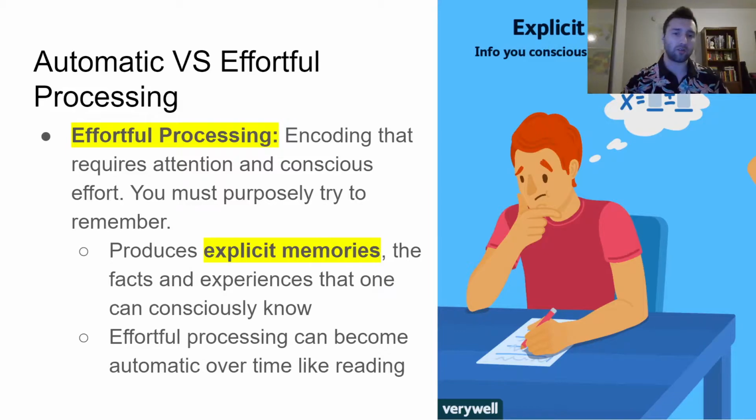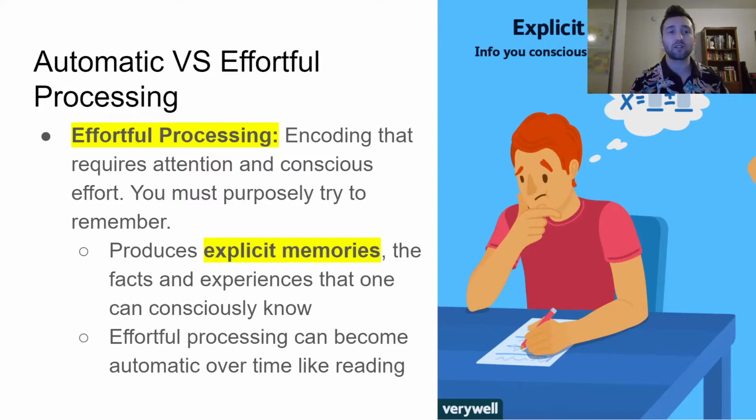Effortful and automatic. Effortful processing is processing that takes attention and effort. It's something that we consciously have to focus on, consciously have to look at, consciously have to try to remember. A really simple example is what we are learning right now. You wouldn't be pulling in any of this information if you weren't consciously focusing on it and paying attention to it. And you know that. When you're in a class and you're not paying attention, you don't remember any of the stuff that you learned that day. So effortful processing requires attention and conscious effort.